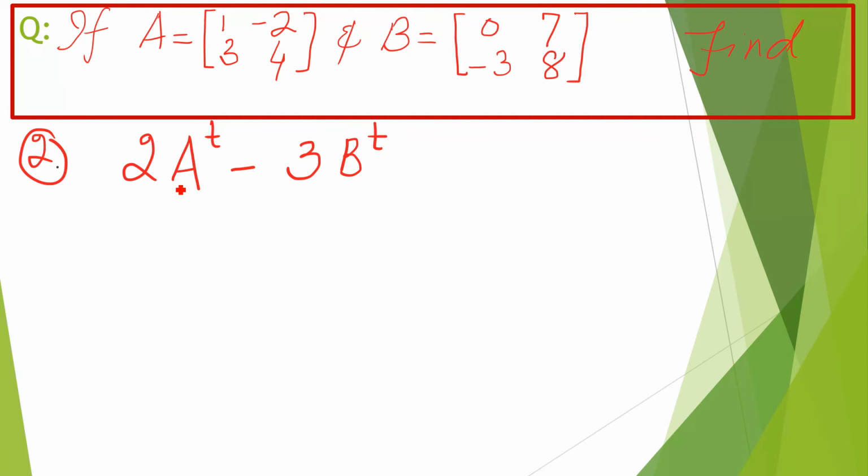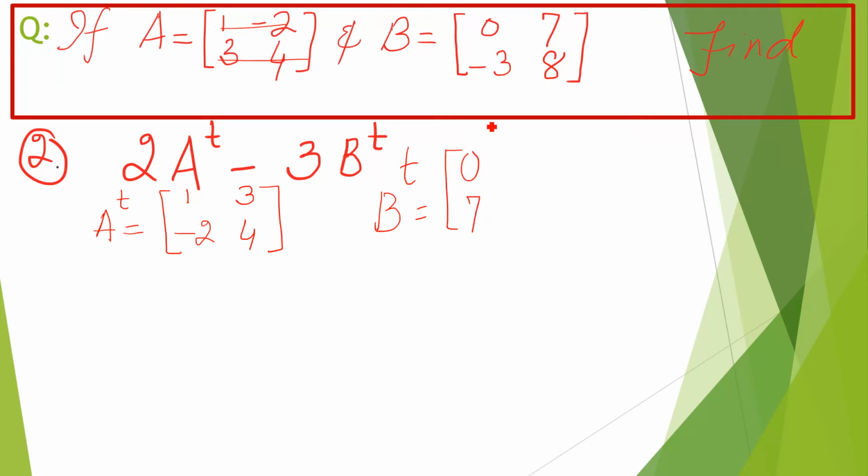Second question is 2A transpose minus 3B transpose, and we have discussed the transpose. Transpose means that you have to convert rows into columns. See, this is A, so A transpose is equal to, this is one row, we will write it as a column. This is the second row, we will make it a column. This is A transpose. Now what about the B transpose? B transpose is 0 and 7, this one, and then minus 3 and 8. We will make it a column.